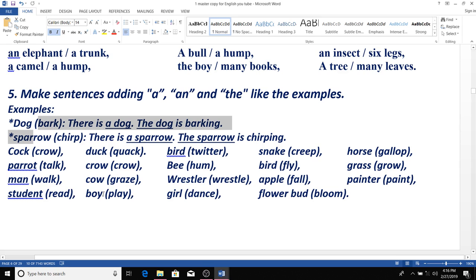There is a boy and the boy is playing. There is a bird and the bird is twittering. There is a bee and the bee is humming. There is a wrestler and the wrestler is wrestling. There is a girl and the girl is dancing.